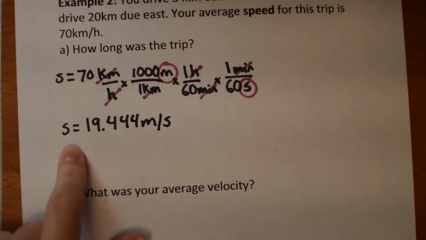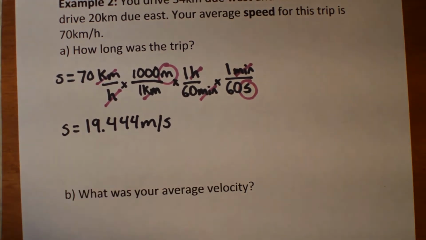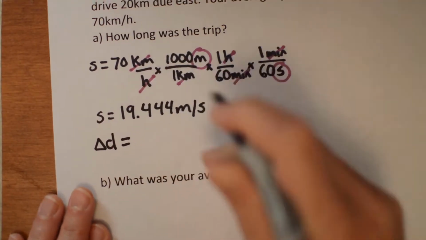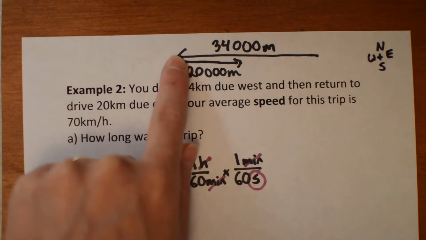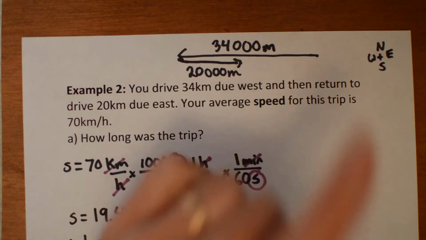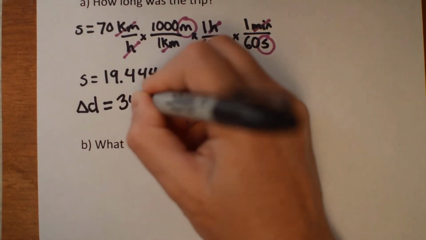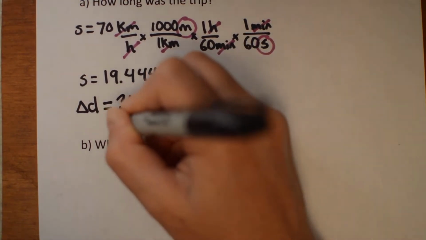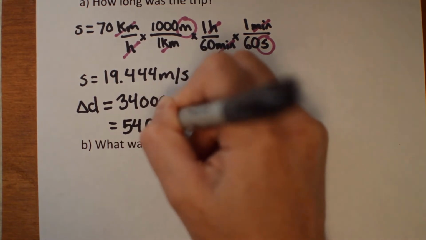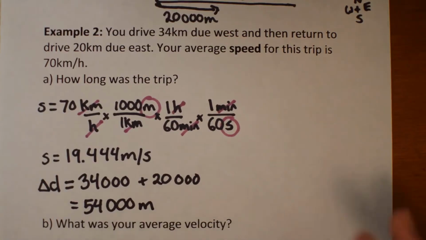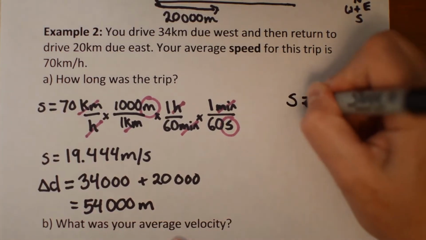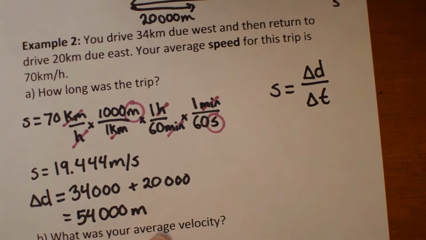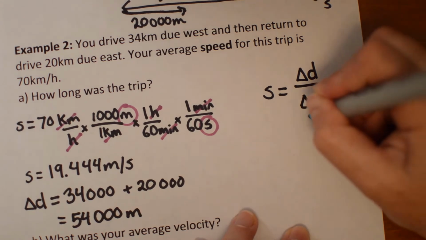All right, we know speed. We also know the distance. So the distance traveled is just going to be this 34,000 meters plus the 20,000 meters, right? It's the total ground covered. So 34,000 plus the 20,000, that'll give us 54,000 meters. I'm trying to find time, so I'm going to start with my speed equation. It's delta D over delta T. This is a really great chance to practice your equation rearranging.